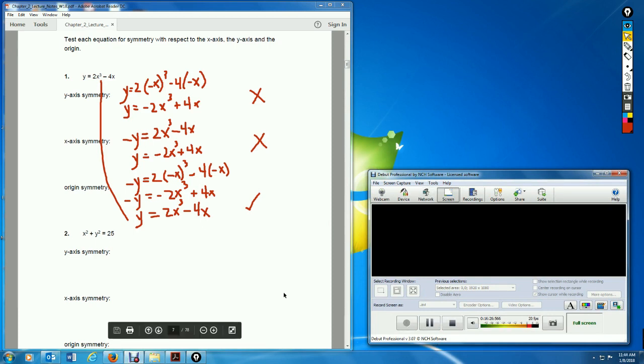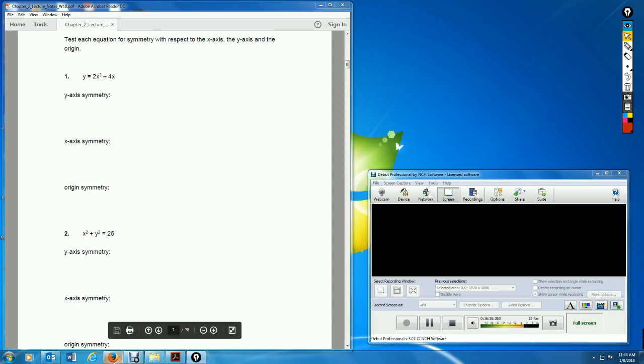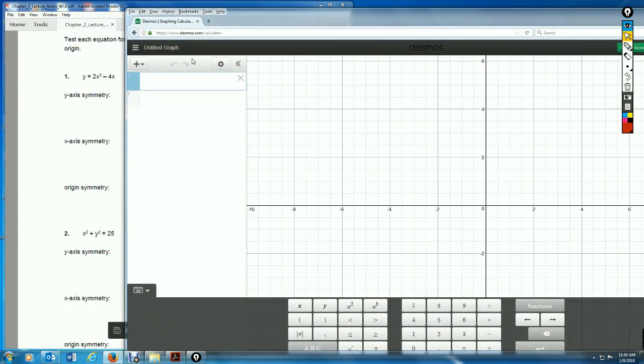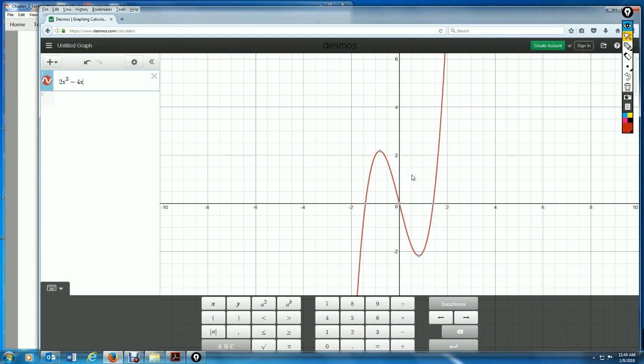Okay, so then just a note that because this is symmetric with respect to the origin, this would be an odd function. And let's just go ahead and plot it. Okay, so this is 2x cubed minus 4x. All right, so there you go. You can see, kind of like I said before, if you go over and in this case down, then that is equivalent to doing the opposite. In this case, go back and up, and there's the symmetric point.